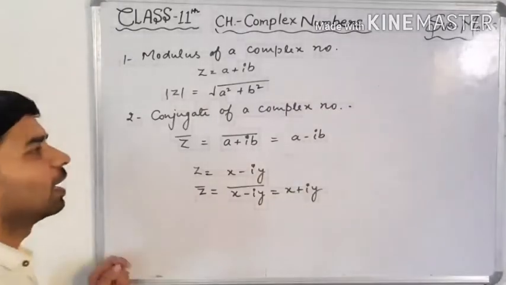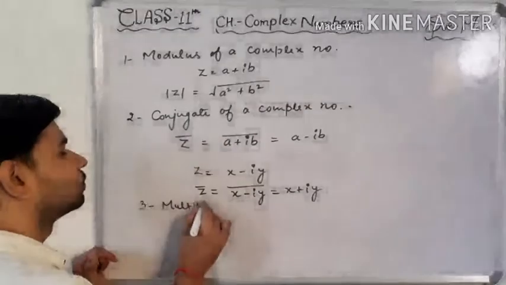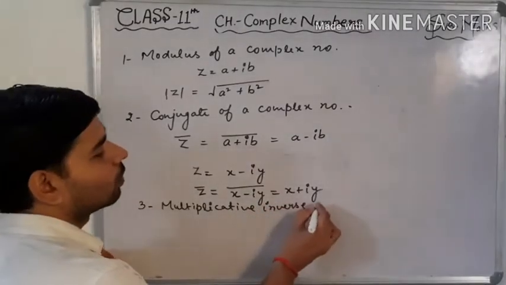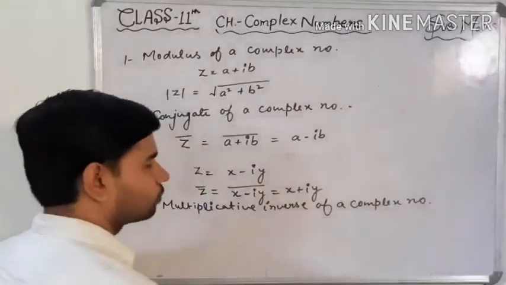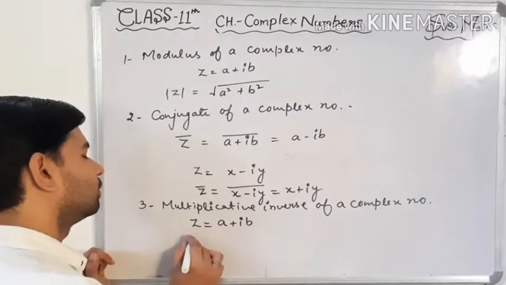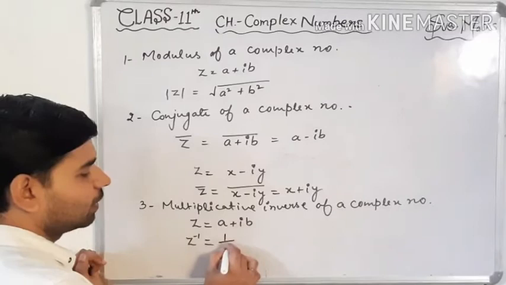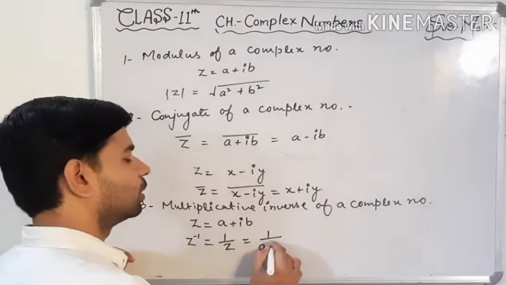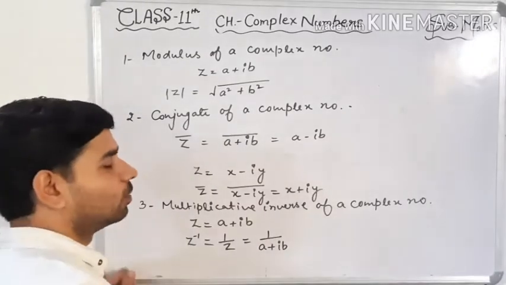Now the last and very important part, multiplicative inverse of a complex number. If z is equals to a plus ib, then z inverse is equals to, how do we find the multiplicative inverse? By taking the reciprocal, 1/z. This is equals to 1/(a plus ib). Now we have to convert it into a plus ib form.